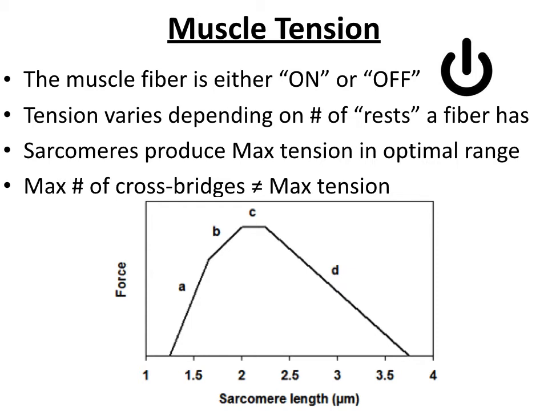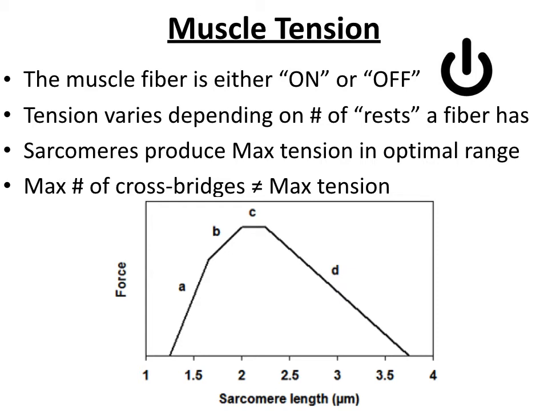There's another way, which is making those muscles fire faster and faster. That cycle that we just got done talking about can occur more and more often, causing the muscle to seem more powerful, even though technically a single cycle only gives one standard tension. But as you increase the number of stimulations, that overall tension can increase or decrease. So it's important to understand that the muscle fiber is either on or off. Tension varies depending on the number of stimulations a fiber has.